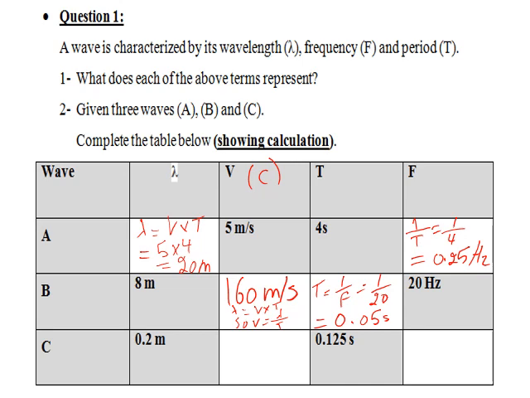Move to the third wave. T is 0.125 seconds, so f is equal to 1 over T, it's equal to 1 over 0.125 seconds, so it's going to be 8 hertz. Now we will calculate v. Lambda is equal to v times T, so v is equal to lambda over T, it's equal to 0.2 over 0.125, so it's going to be 1.6 meters per second.